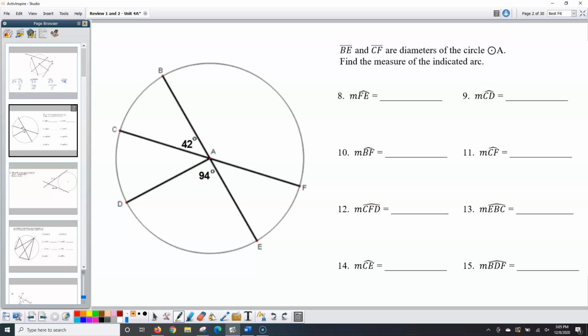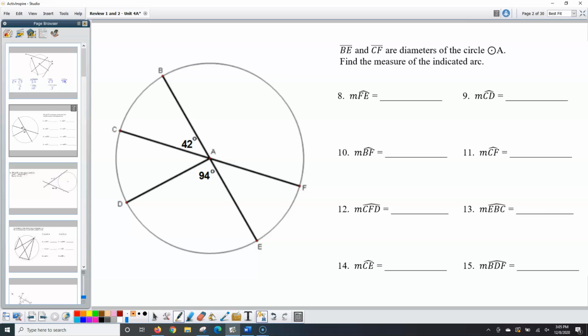These are all central angles. It says that BE and CF are diameters of the circle. So I could cover up half the circle with this BE right here. That's going to cut it in half. And then CF, that's going to cut it in half right there. Okay. So I've been given 42 degrees and 94 degrees. We have to find the measure of arc FE on number 8.